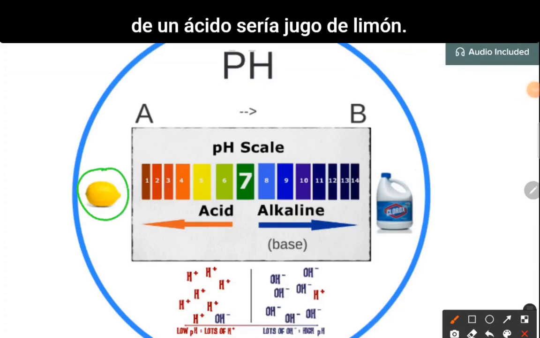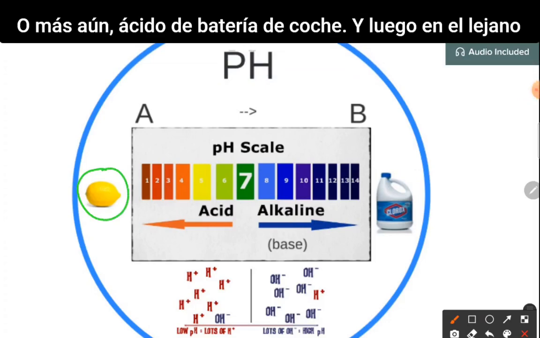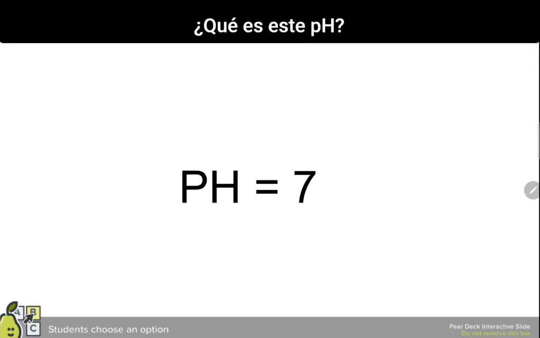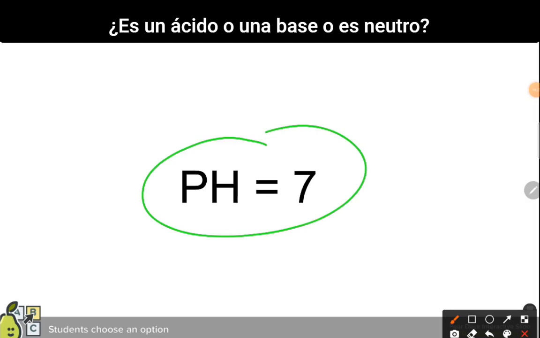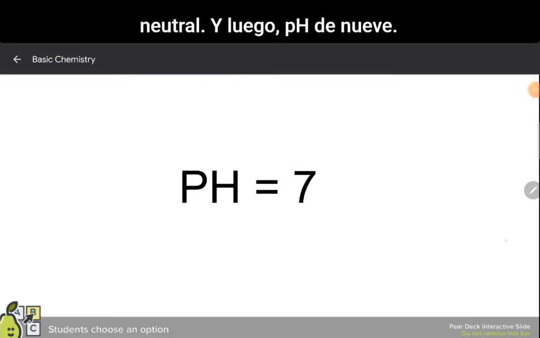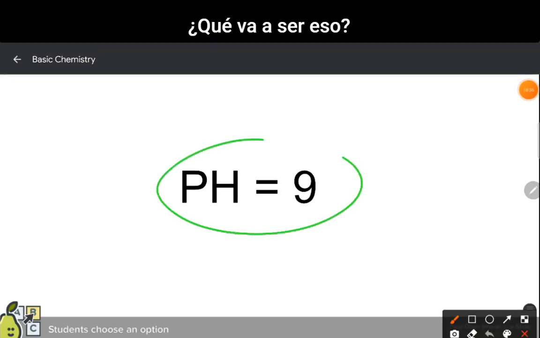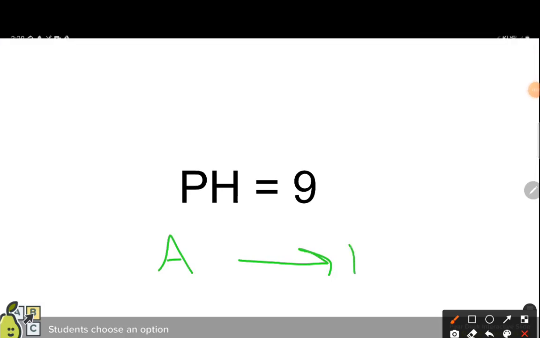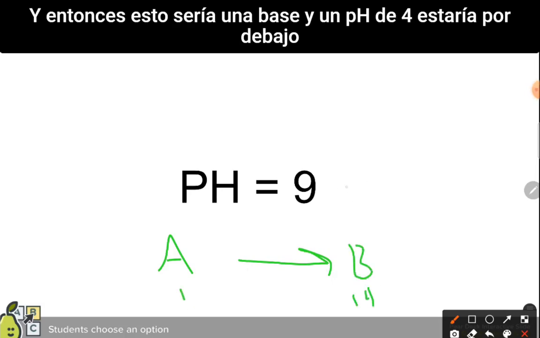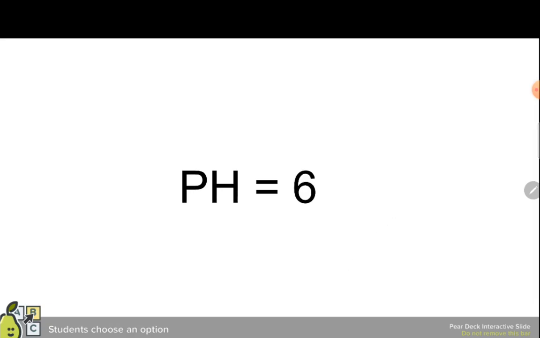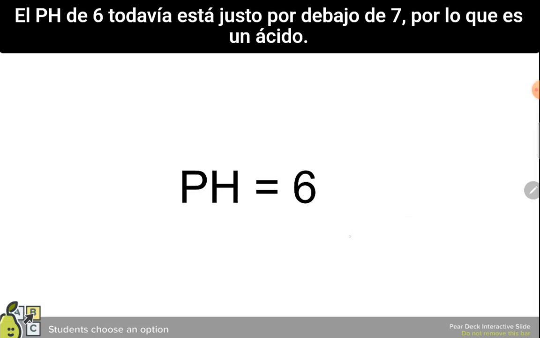And so an example of an acid would be like lemon juice, or even more so, car battery acid. And then on the far right here, we have stuff like bleach. Now, tell me please, what is this pH? Is this an acid or a base, or is it neutral? Again, that would be in the middle here, and that would be neutral. And then pH of 9, what's that going to be? That is past 7, and so again, it goes from acid to base. And so this would be a base. And a pH of 4 would be below 7, so that is an acid. pH of 6 is still just below 7, so that is an acid.